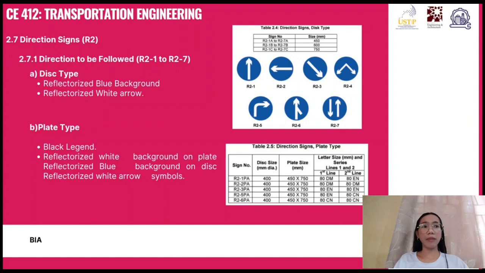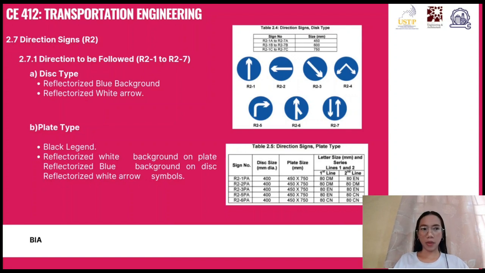In the table you will see examples: R2-1 is straight ahead only, R2-2 turn left only, R2-3 turn right only, R2-4 slight turn to the right, R2-5 slight turn to the left, R2-6 left or right only, R2-7 is straight or left or right. The sizes are usually between 450 mm to 750 mm diameter.